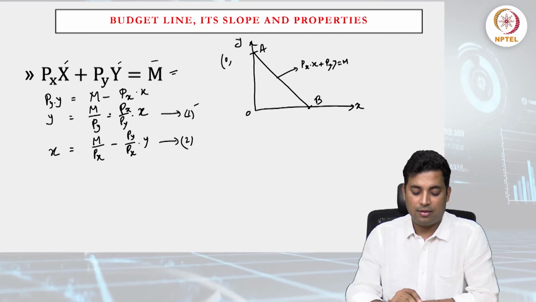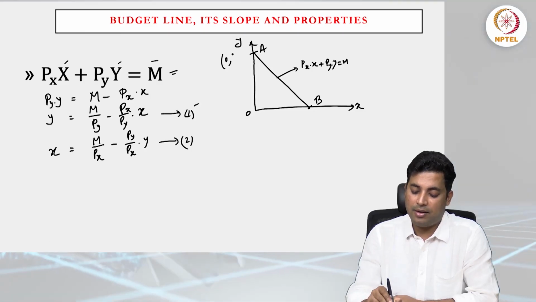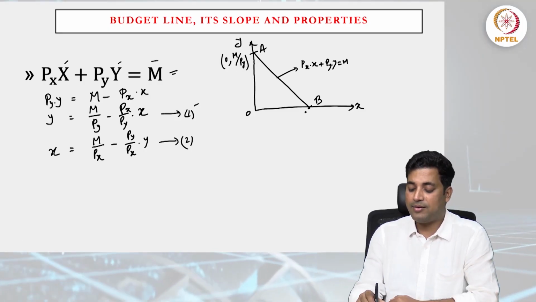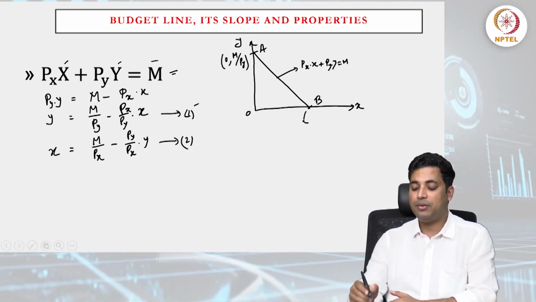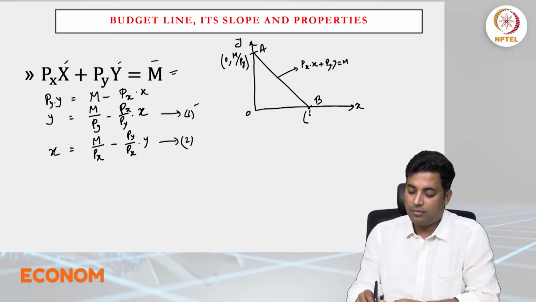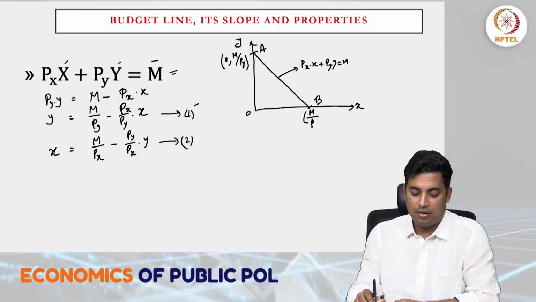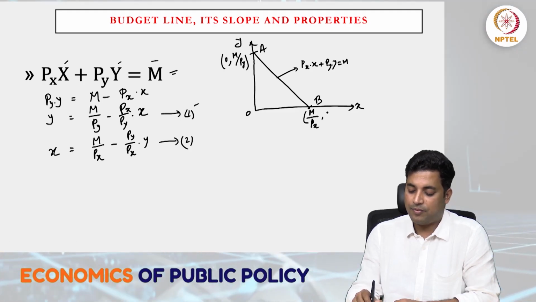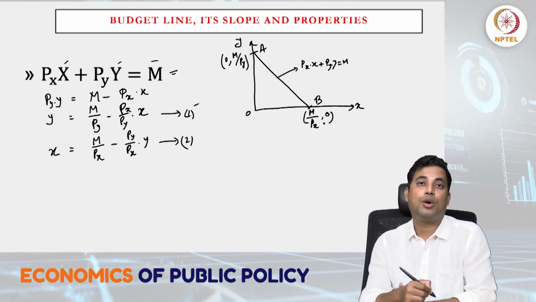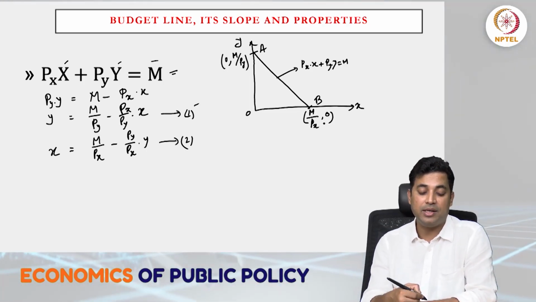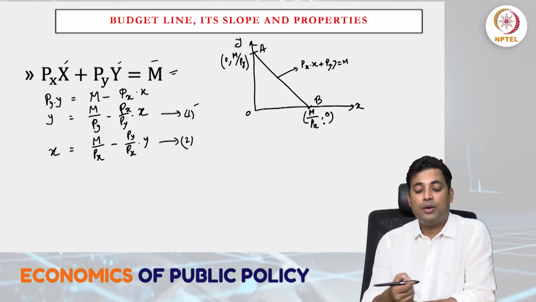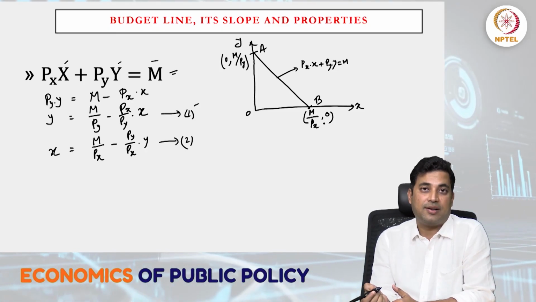It is M by Py. Likewise, at point B, the value of x will be M by Px when y equals 0. So these are the two corner points that we get. Now let's try to calculate the slope of the budget line.